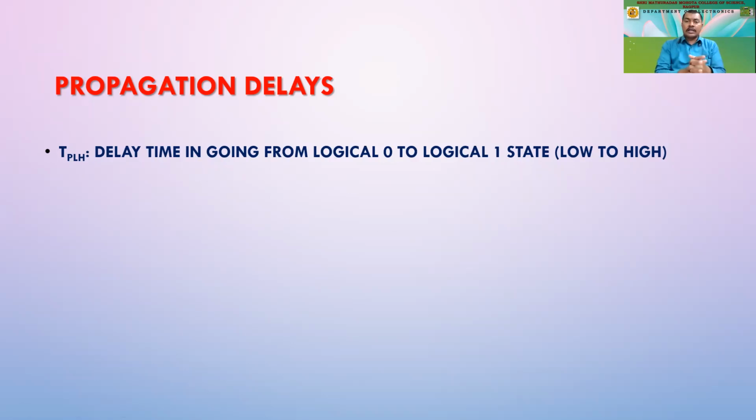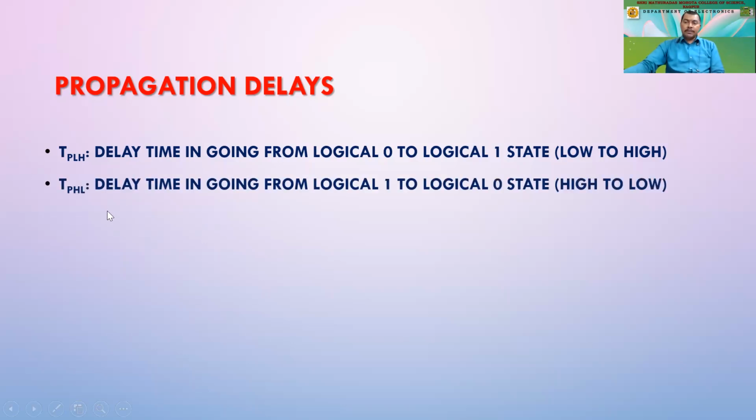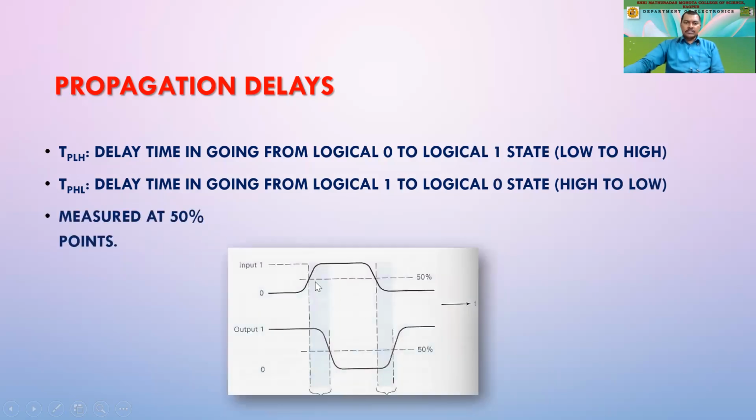So as we have considered in the last slide, if I apply ground to both the inputs of a NAND gate, then the output is supposed to come as high. Now if I switch that 0 with the positive, so both the terminals are connected to plus, how much time will it take to switch from low to high? That particular time is called TPLH. Then we have TPHL, which is from high to low now, so logic 1 to logic 0, and that is measured at 50% points.